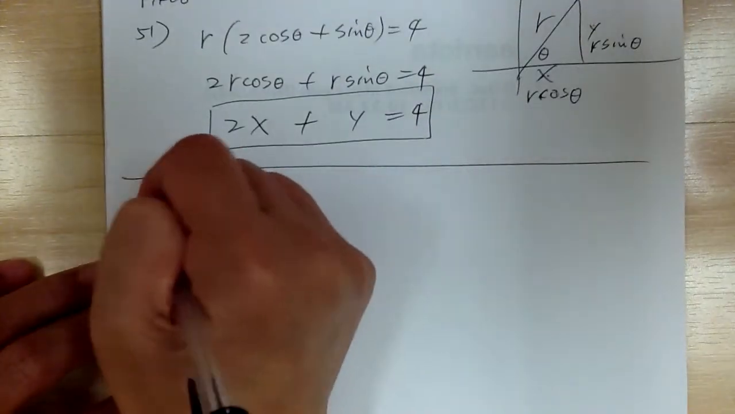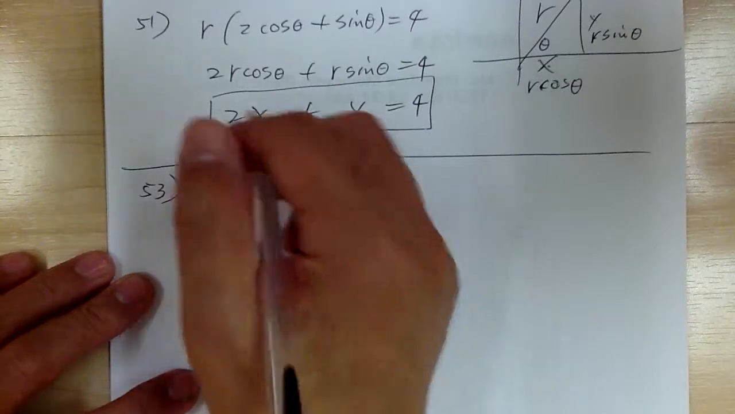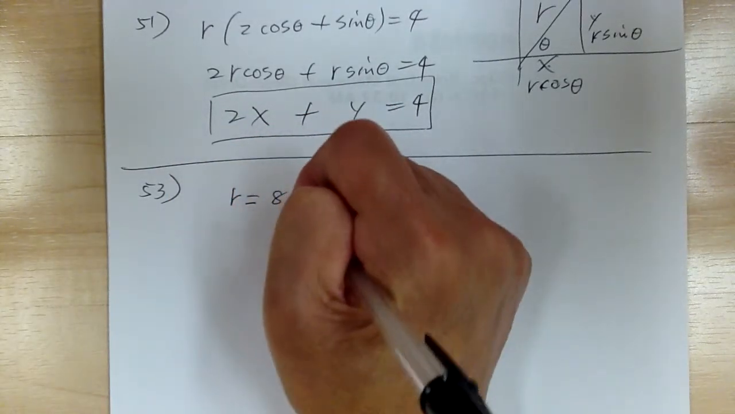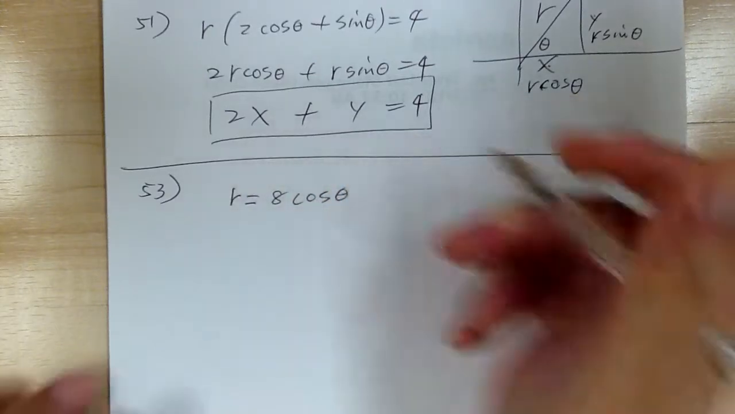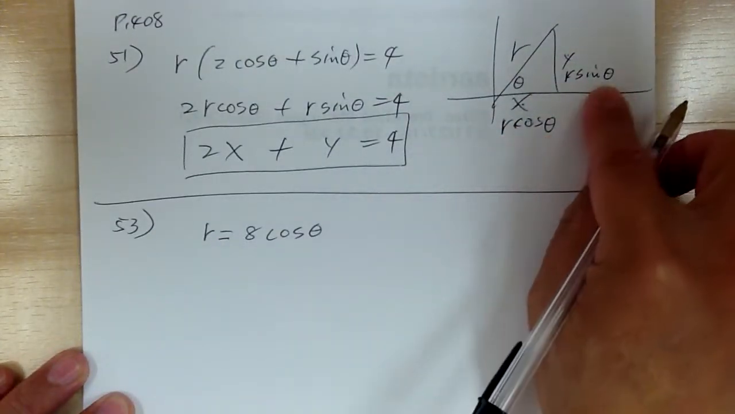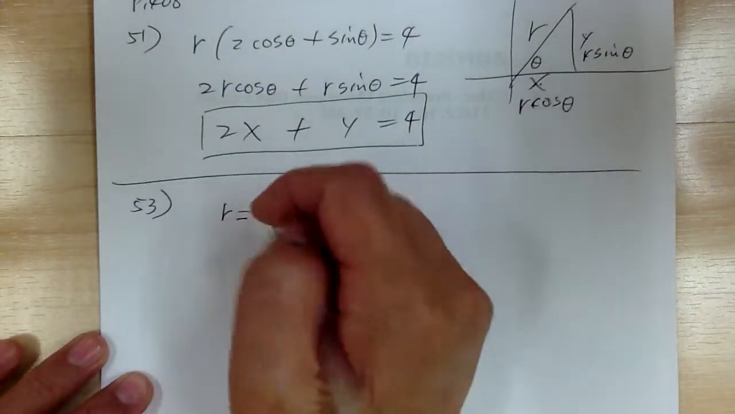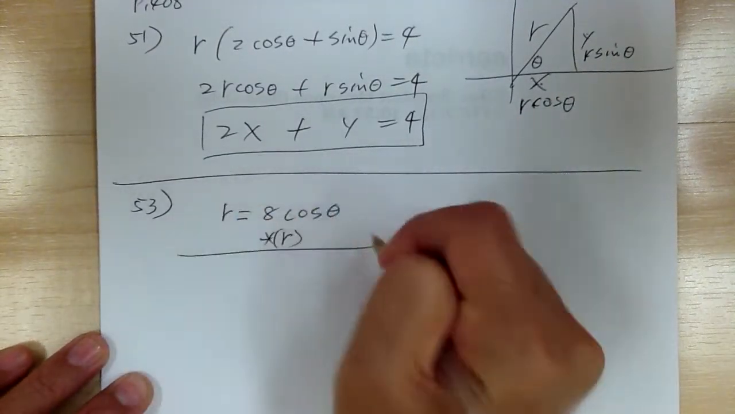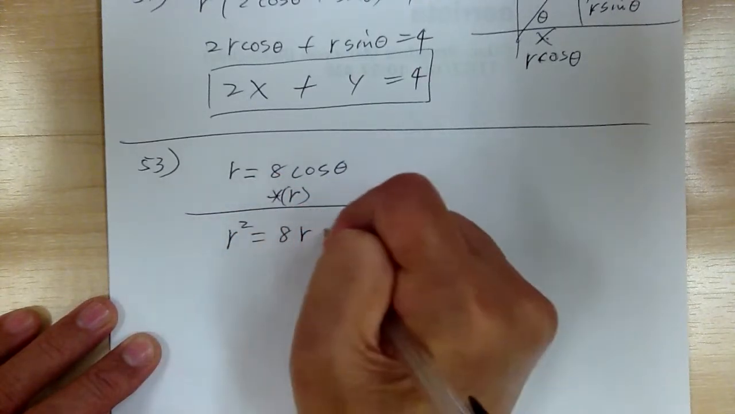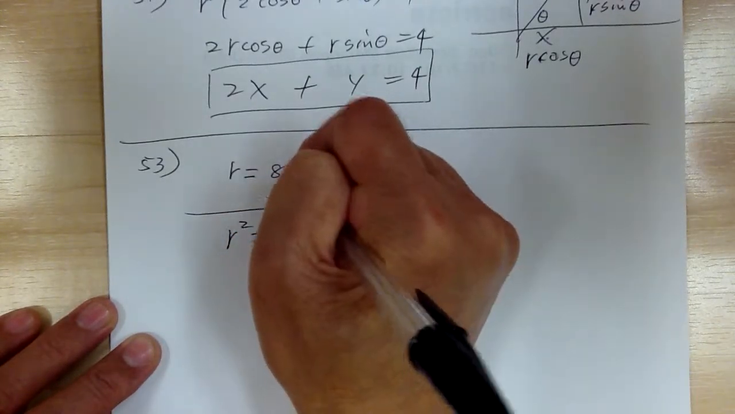Okay, let's go to 53. You have r equal to 8 cosine theta. So again, in order to convert, you need to have an r with the cosine or the sine. So you need to have an r. So what you need to do, you have to multiply by r on both sides. So you're going to get r squared equal to 8r cosine theta.